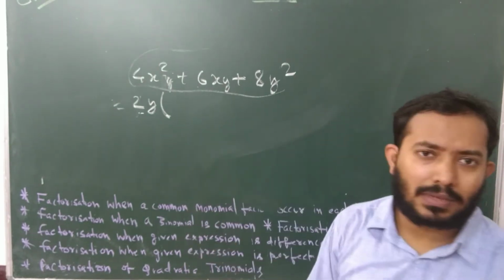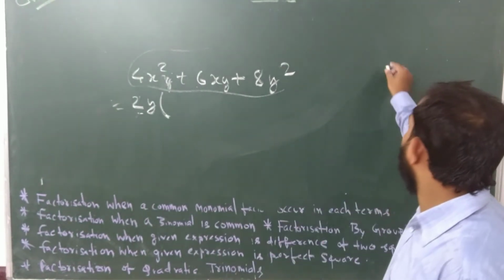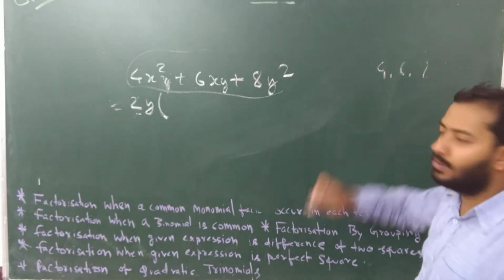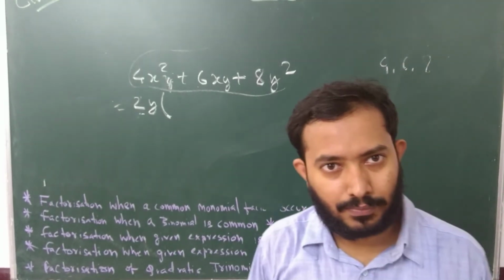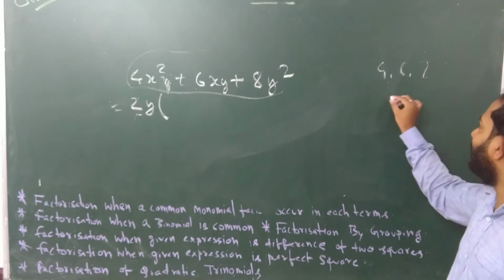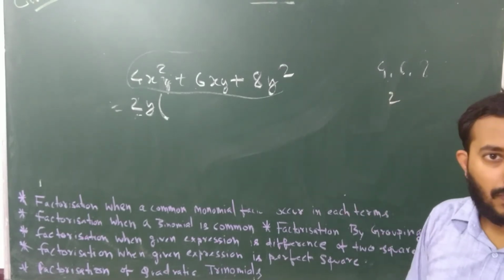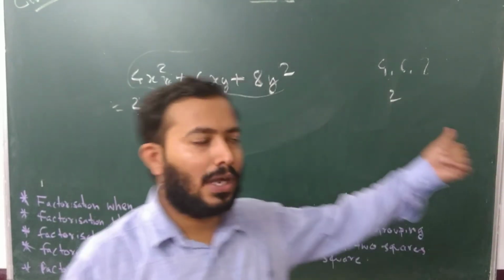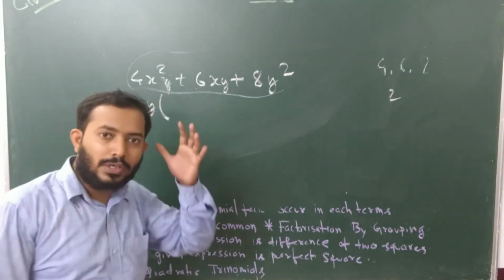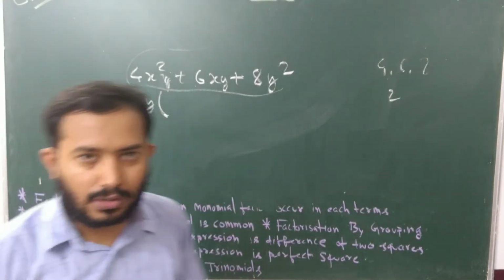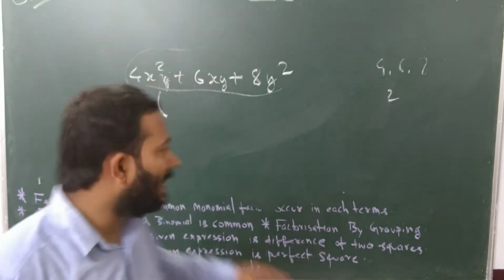Find the HCF of the numbers. You have 4, 6, 8. Find their HCF. So 4, 6, 8, the HCF is 2. No need to show how you are finding the HCF. Just do it in your mind that for 4, 6, 8, the highest common factor is 2. So we'll take out 2.